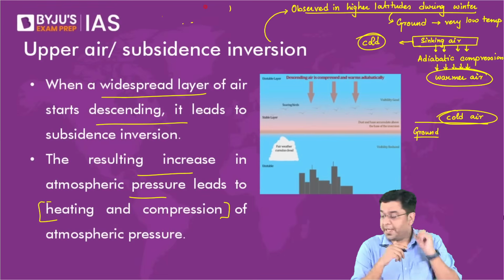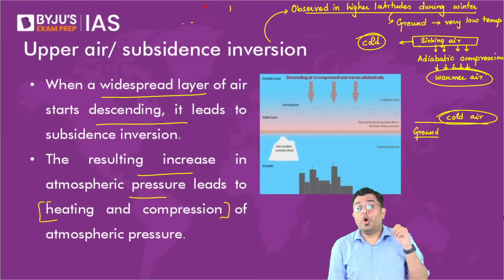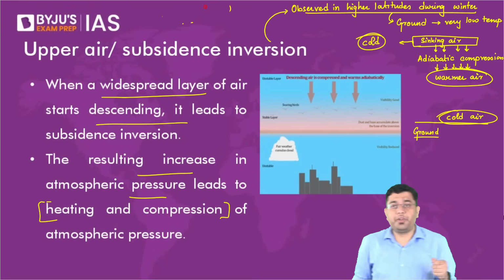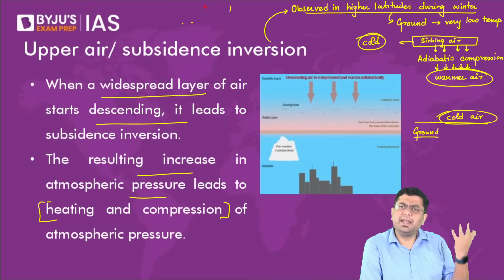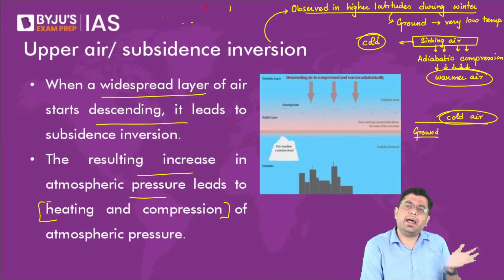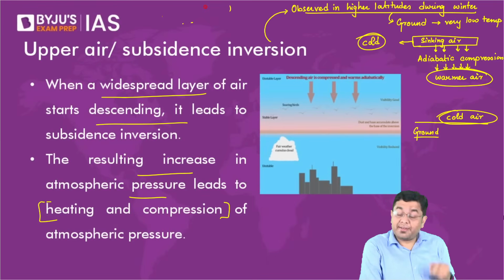Now, this is something which persists for a longer period of time as compared to the surface inversion. In the case of the surface inversion, we have seen that the next morning you can have the reversal of the condition and the normal conditions can prevail again. But in this case, this can persist for a longer period of time, because here this is controlled by the sinking of air. Now, this can sometimes lead to very bad conditions as well.